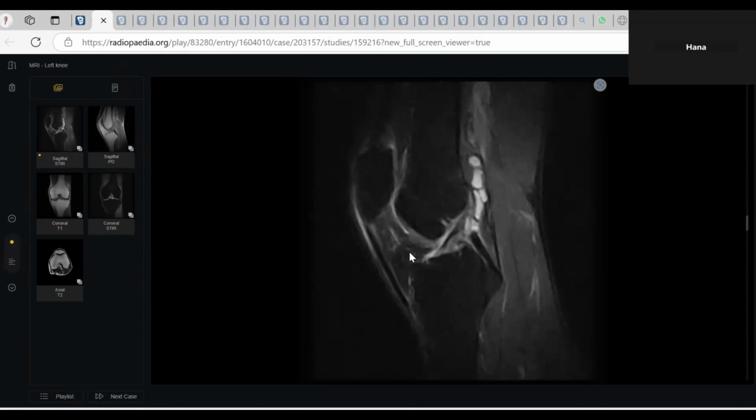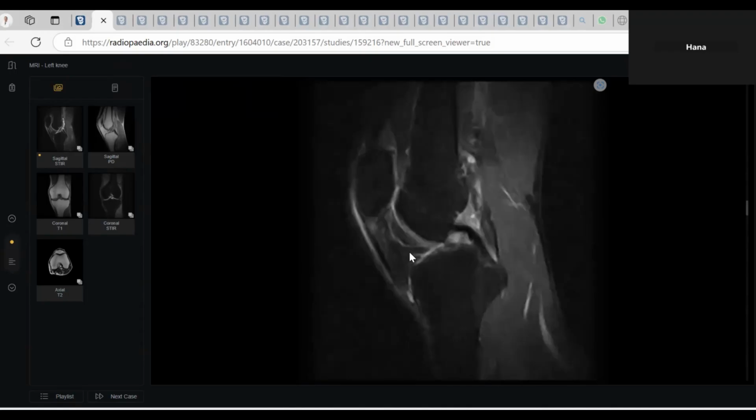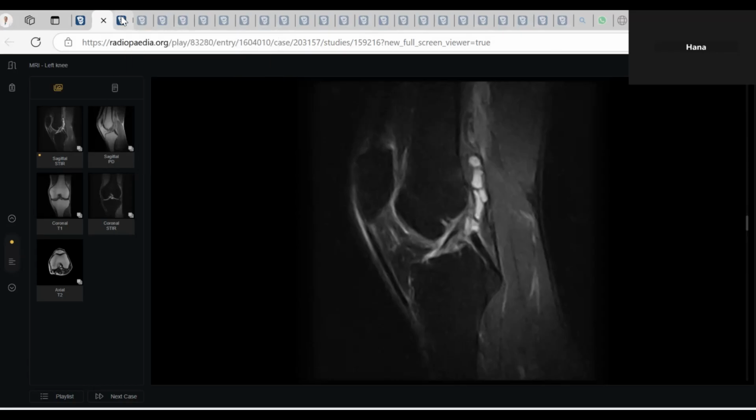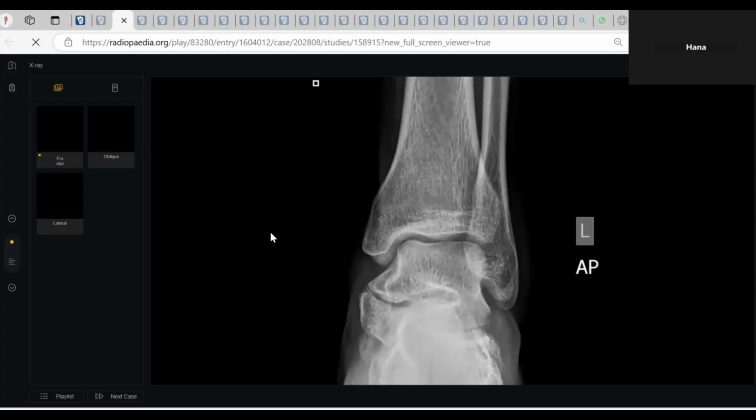How could you differentiate? In the mucodegeneration, the age group will be in the middle or elderly age group. There will be celery stalk appearance of the anterior cruciate ligament. Partial tear, there could be an edema in the attachment site of the anterior cruciate ligament. Excellent.